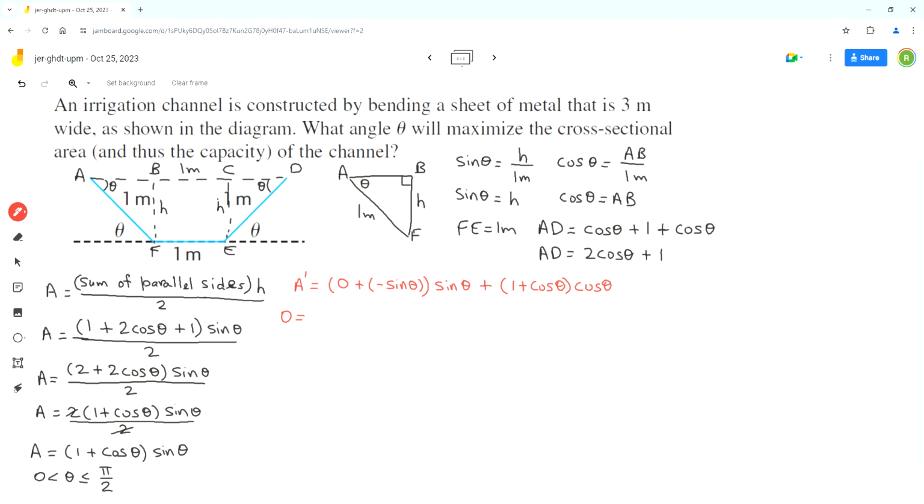So in the first parentheses, 0 plus negative sine theta is equal to just negative sine theta, and negative sine theta times sine theta is negative sine square theta. And in the second part, we can distribute cos theta in the parentheses.